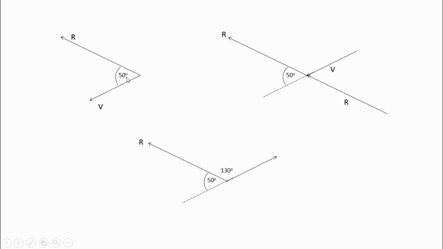So the angle between these two vectors is 50. They're coming from a common point. The angle between these two vectors is still 50. Here is not the same two vectors. R is the same, but this is not the V that you had before. Because even though it's the same length, if the direction of the line has changed, it is not the same vector. So this vector is making an angle of 130 degrees with R. This vector is making an angle of 50 degrees with R. I hope that makes sense.